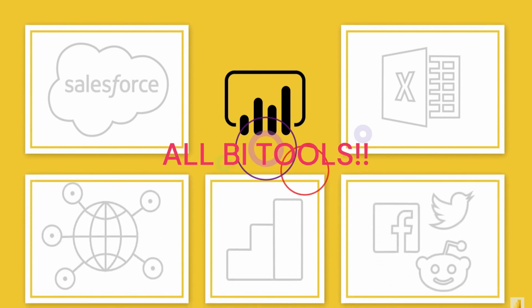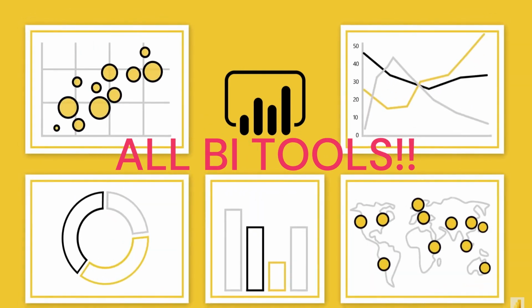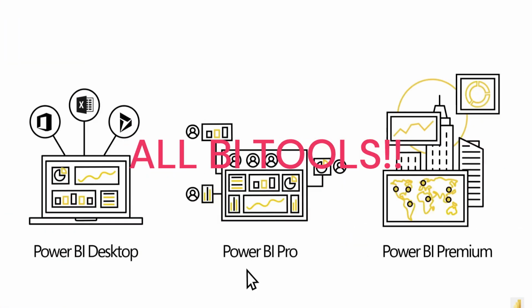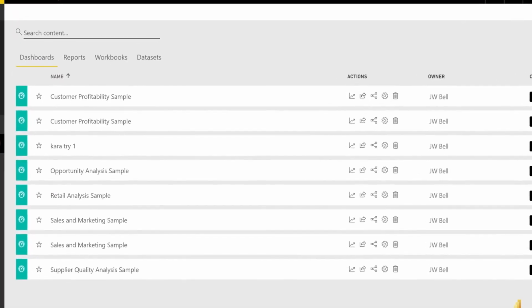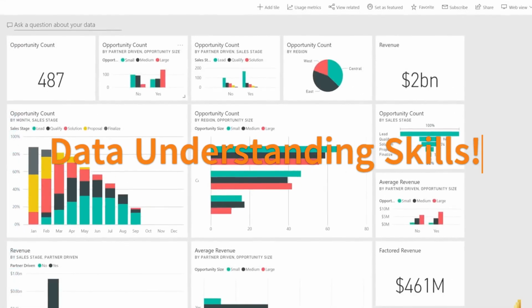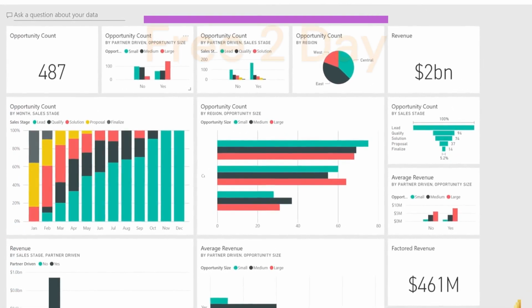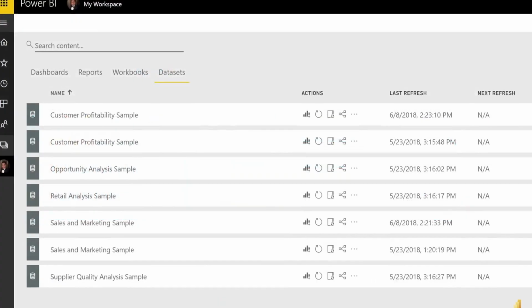We cover all the essential tools including Excel, VBA, SQL, Power BI and also focus on developing your data understanding skills.